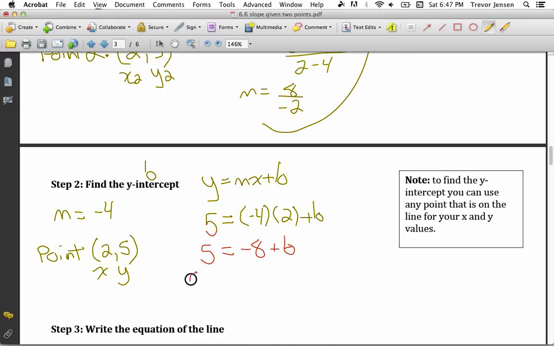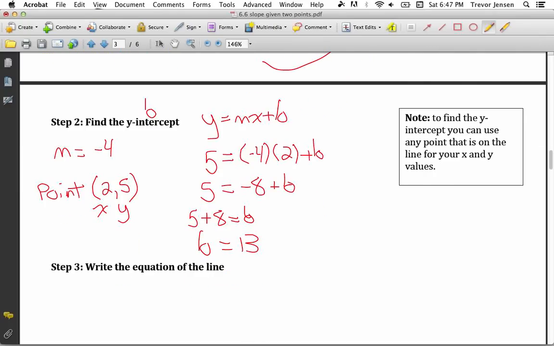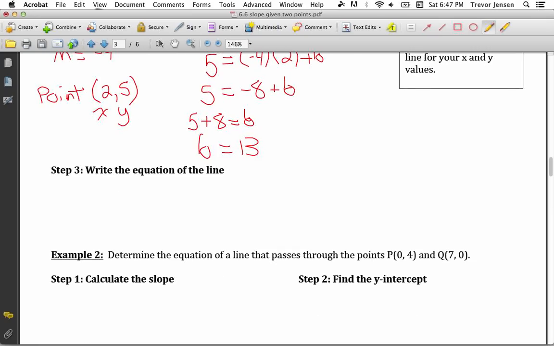Isolate the b by moving the -8 to the other side, it'll become a +8. So 5 plus 8 equals b, therefore b is 13. So now I need to write the equation of my line using the slope and the y-intercept, because remember, in your final equation, you only plug in for your m and your b value.